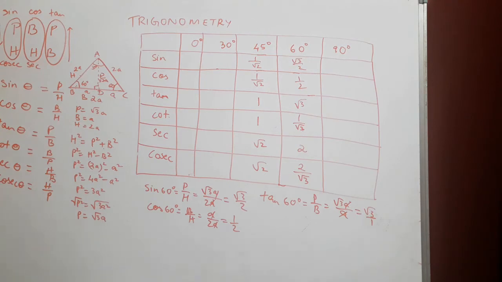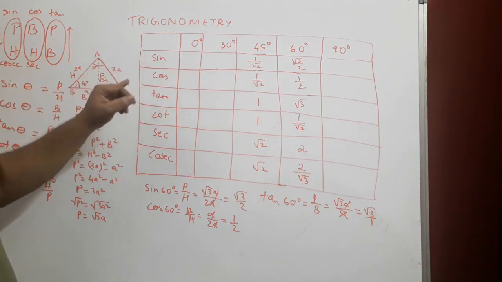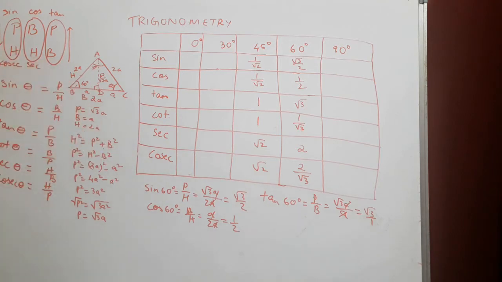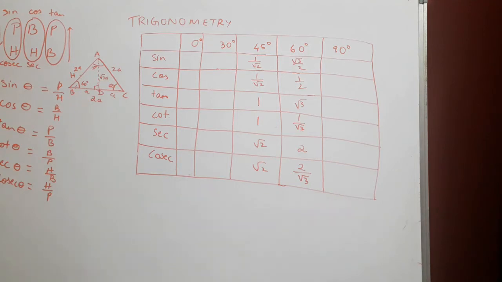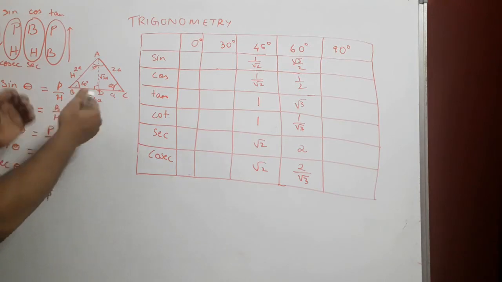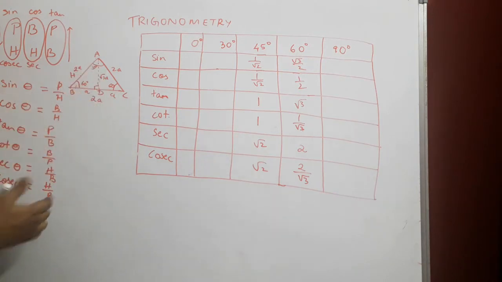Now we shall go to find the values of 30 degrees, that is sine 30, cos 30, tan 30, cot 30, sec 30 and cosec 30. So what I'll do is I'll erase this and I'll leave the triangle the way it is. If you have noticed, I've erased all the parts which we got from 60 degrees. Now we are looking at 30 degrees.